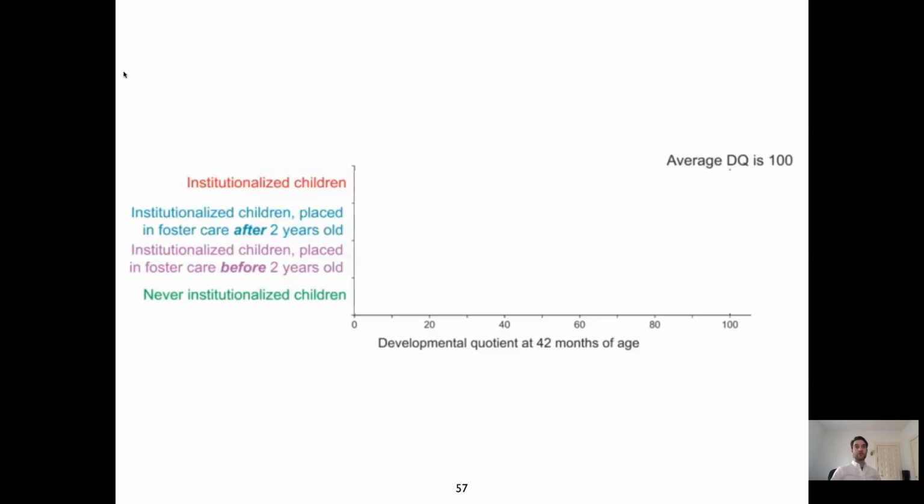And so what they wanted to do is look at how these children developed as a function of their institutional history. So they would look at children who were institutionalized for many, many years, up until about 4 years of age. Children who were institutionalized but placed in foster care after they were 2, so as a 2.5 or 3-year-old. Children who were institutionalized but placed in foster care before they were 2 years old, so placed earlier than these children, compared to other children who were never institutionalized.